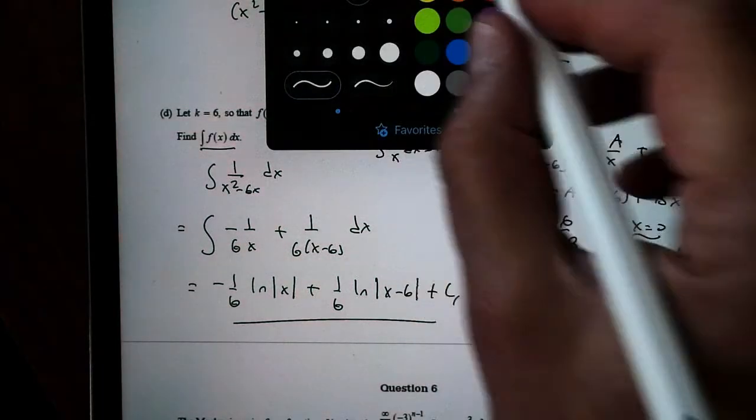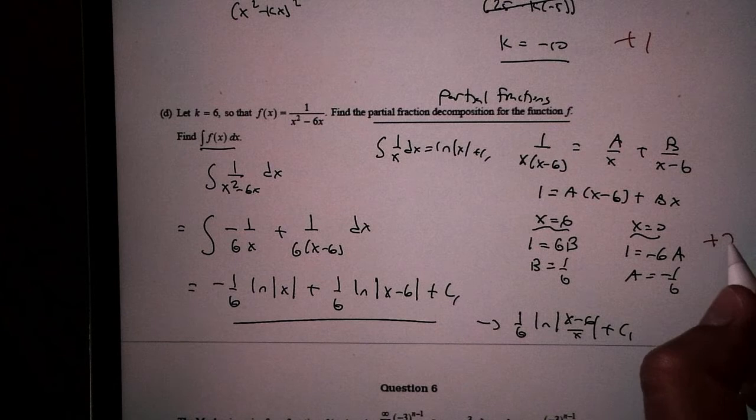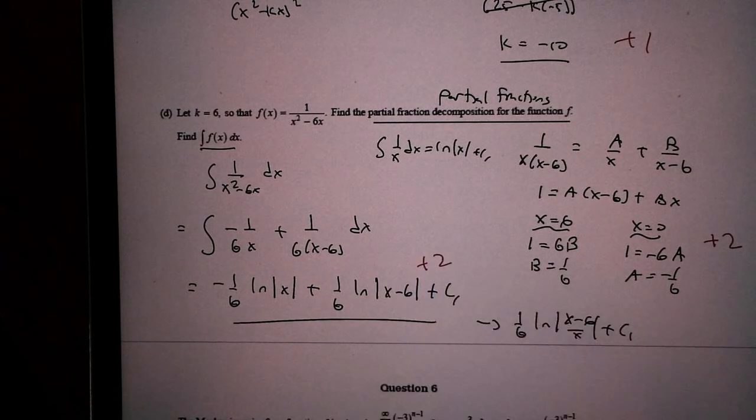So how many points is this one worth? This is worth a lot. Just your decomposition is worth 2 points, right? So rewriting it, and then your antiderivative is worth 2 points as well. Please don't forget your constant of integration. All right, that's question number 5.